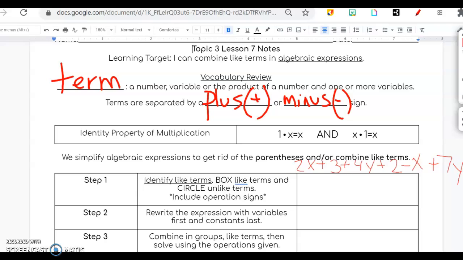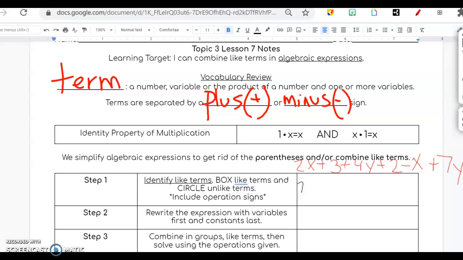So step 1 tells us to identify like terms. We want to box like terms and circle terms that are unlike the ones we boxed. As I talked about yesterday, I use different colors because I'm on my whiteboard or I'm doing this through the computer. You can use different shapes. If you have pens and you want to be organized and do it that way as well, you can totally do that.